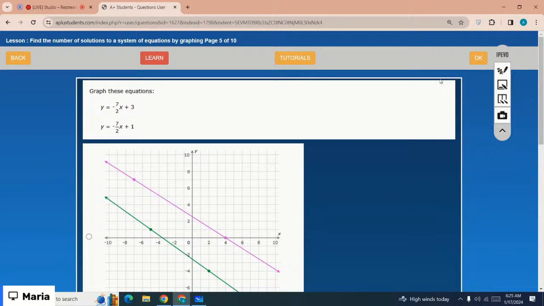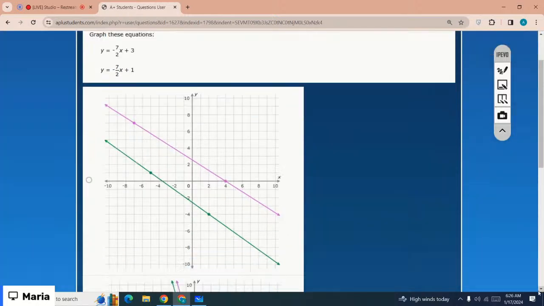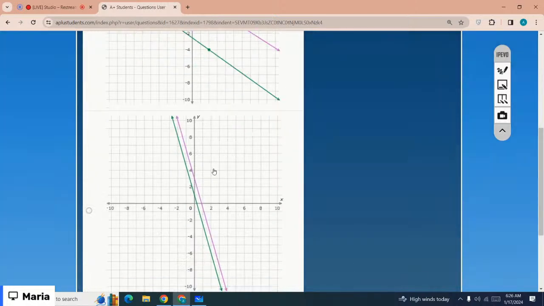Okay, graph these equations y equals negative 7 over 2x plus 3 and y equals negative 7 over 2x plus 1. So which is the correct option? Option number 1 is not the correct one, right? Because you can see here the y-intercept is 3 and the y-intercept is 1. But here you have 3, but here you have a negative value. So this isn't the correct option. The correct option is this one. You can see here the y-intercept is 3, the y-intercept is 1. So option number 2 is the correct option. Got it?